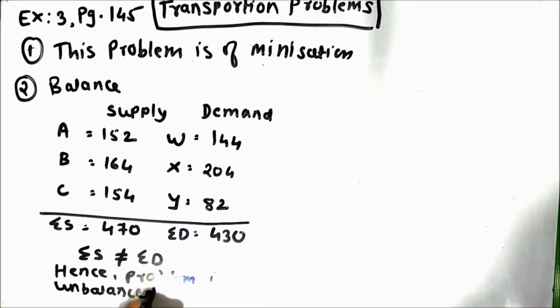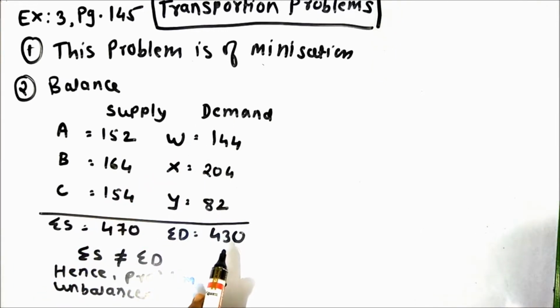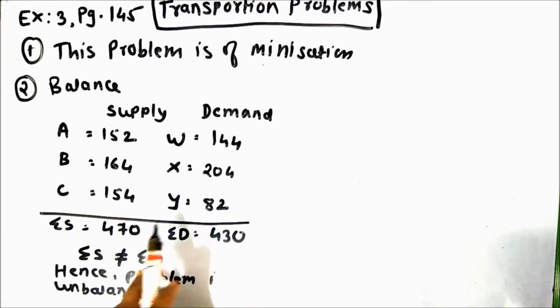So now when the problem is unbalanced, we have to take a dummy. Dummy is the assumptionary demand or supply side. Wherever the value is remaining, there we take the dummy. So here, if we see, supply total is 470 and our demand total is 430. So in the demand we require 40 units. So here on the demand side we'll be allocating the dummy.